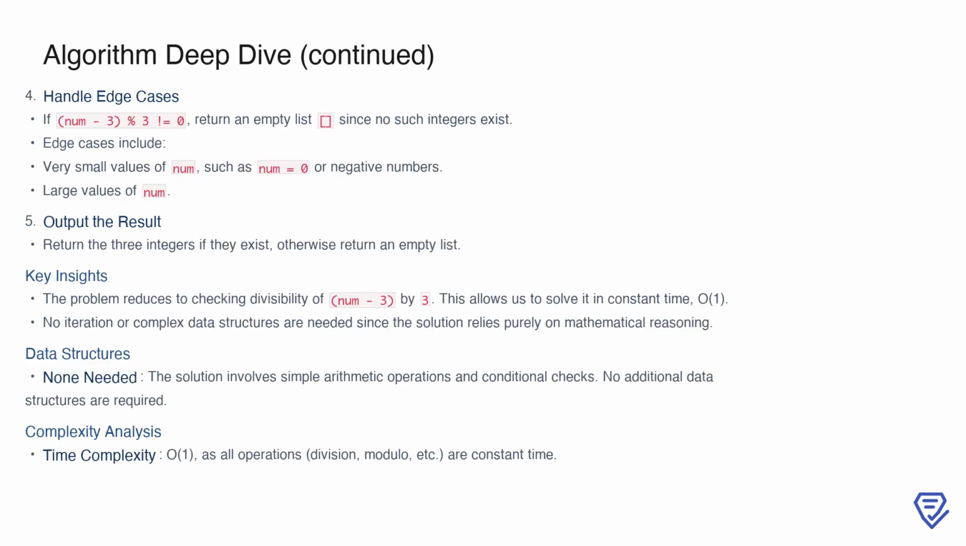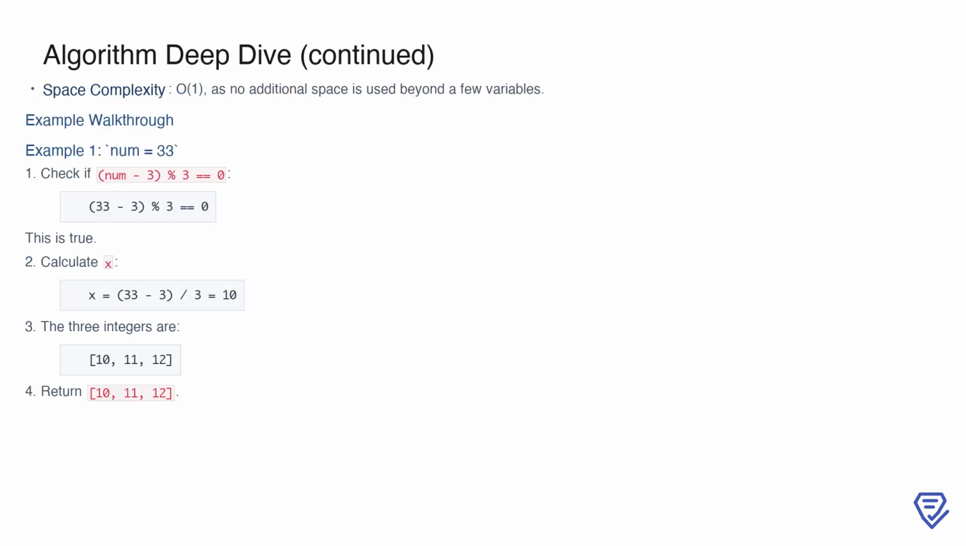If the condition, (num minus 3) modulo 3 equals 0, is not met, it means that no such integers exist, and we return an empty list. It's also important to consider edge cases, such as very small values of num, including 0 or negative numbers, as well as very large values. Regardless of the input size, the solution remains efficient because it operates in constant time. The result will either be a list of 3 integers or an empty list. This efficiency comes from the fact that the problem is reduced to a simple mathematical check, avoiding the need for loops or complex data structures. The space complexity of this solution is O(1), since no additional space is used beyond a few variables.